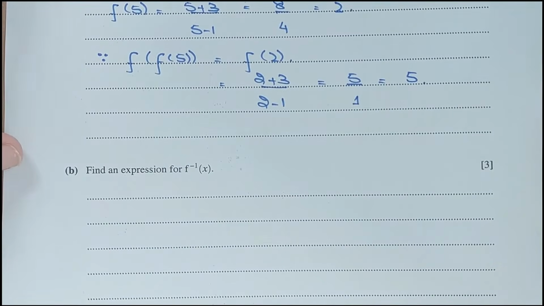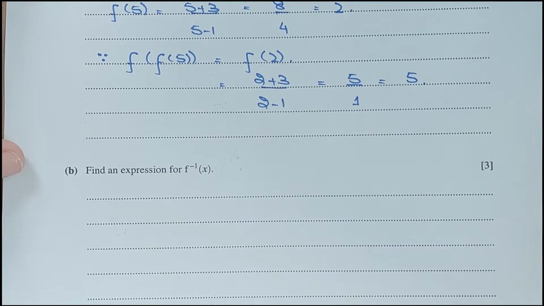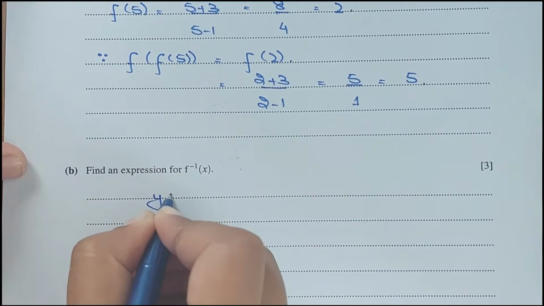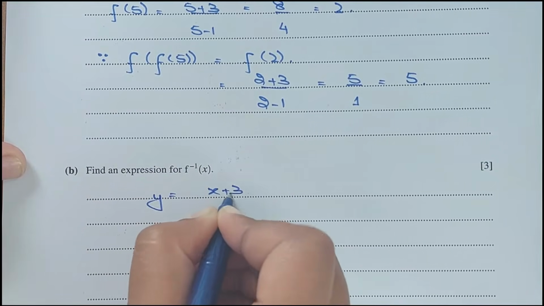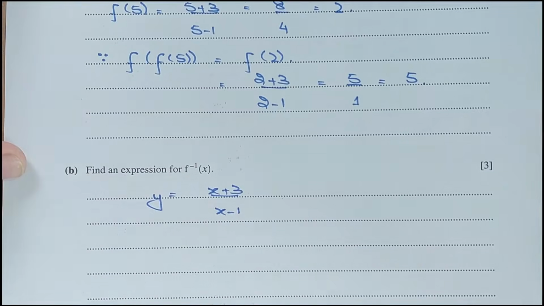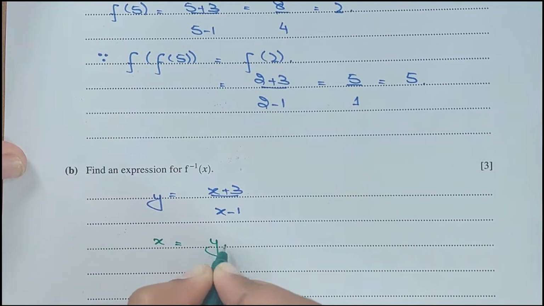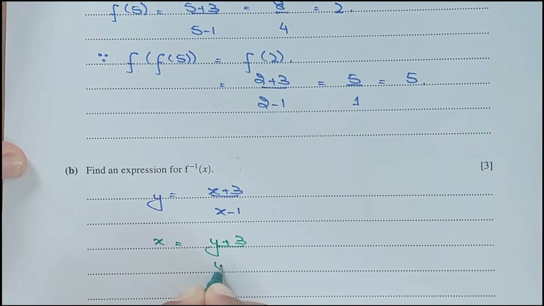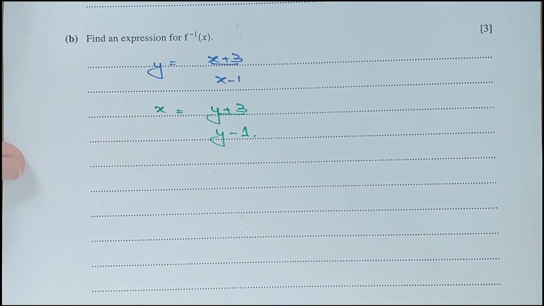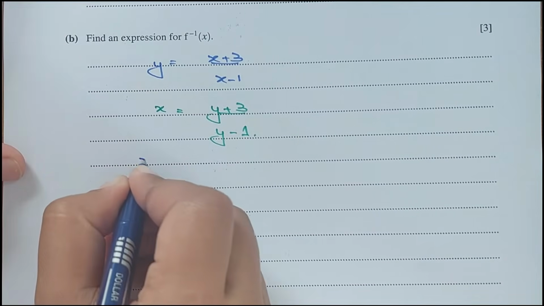Now for part B, find an expression for f inverse of x. So first thing, we need to put y equals f of x, which is x plus 3 over x minus 1. Then we have to switch the variables. x would be equal to y plus 3 over y minus 1. And then we have to solve for y. Let's do the cross multiplication.